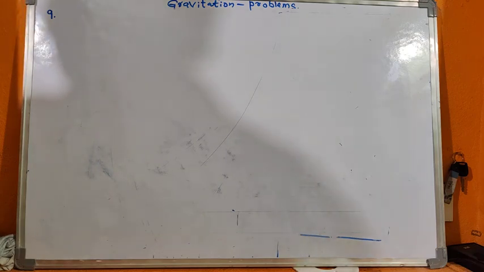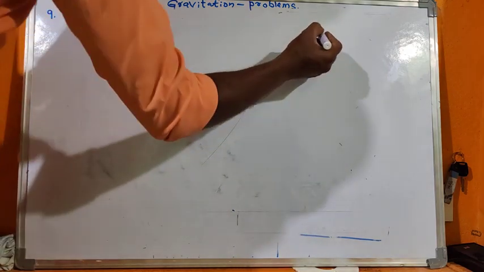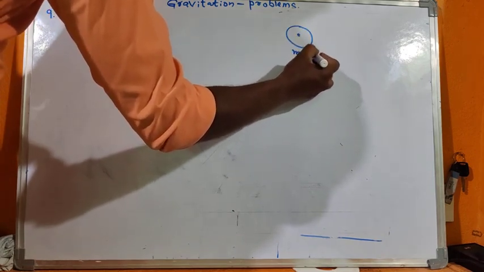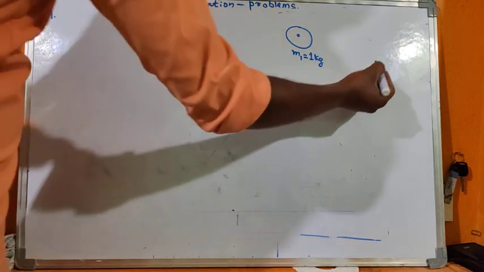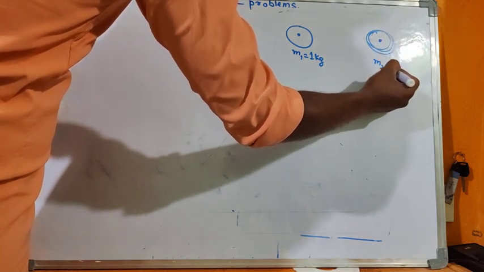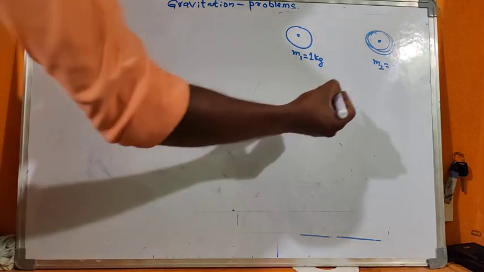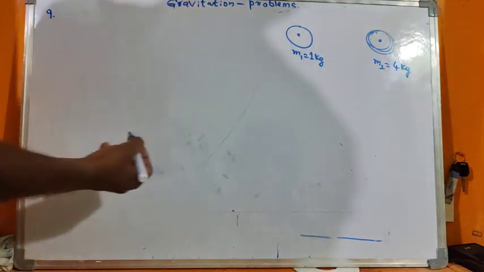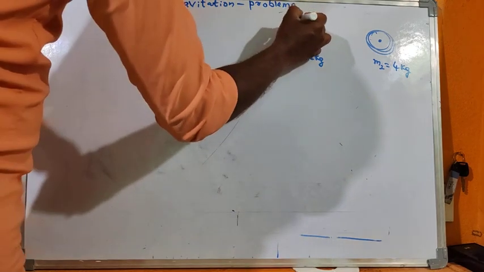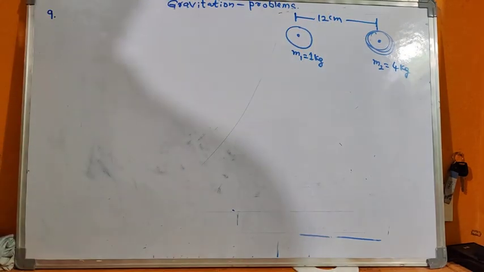Okay, so two spherical balls of 1 kg and 4 kg are separated by a distance of 12 centimeters. This is one spherical ball, that is m1 is equal to 1 kg, and there is one more spherical ball, whose mass is m2 is equal to 4 kg. These two are separated by 12 centimeters, that is the center to center distance.